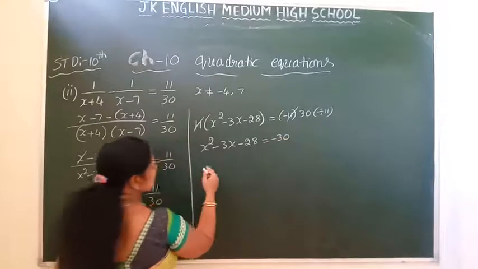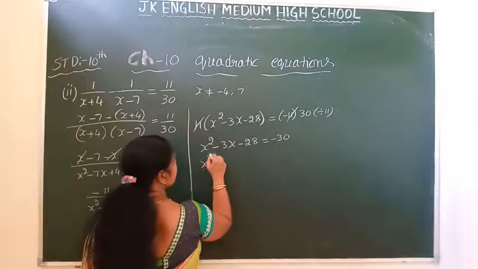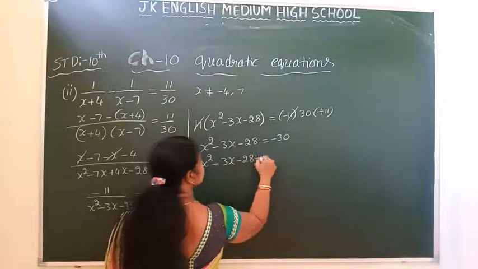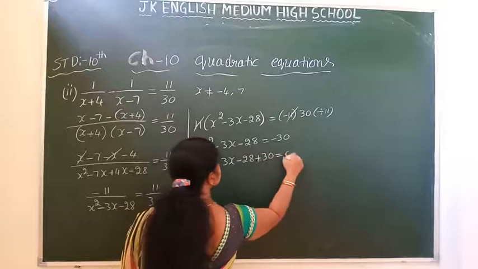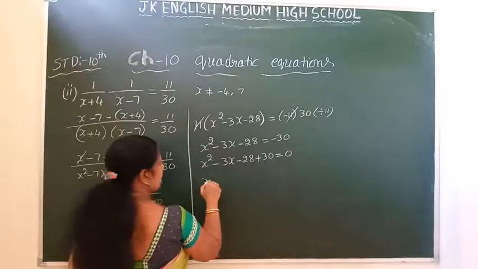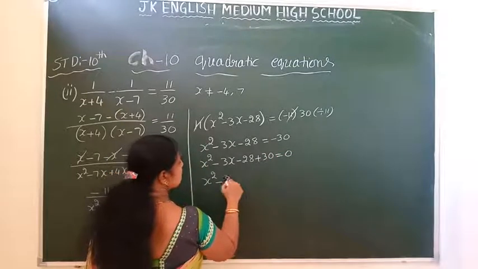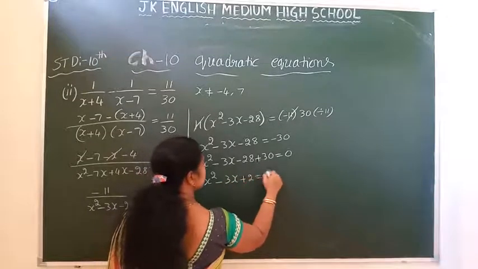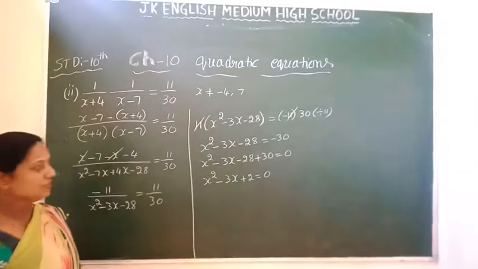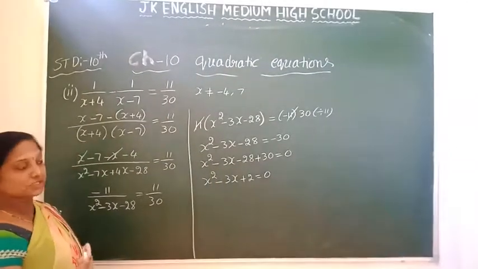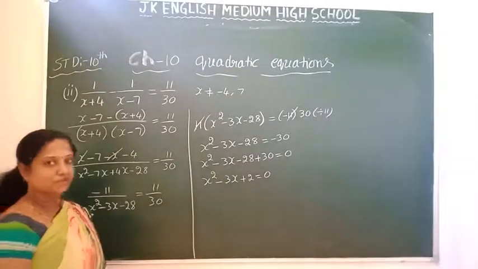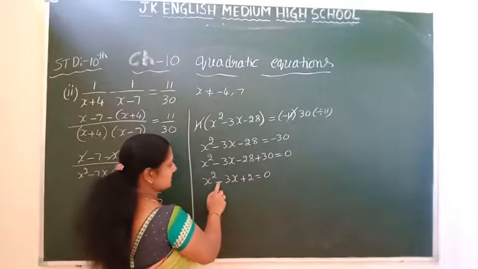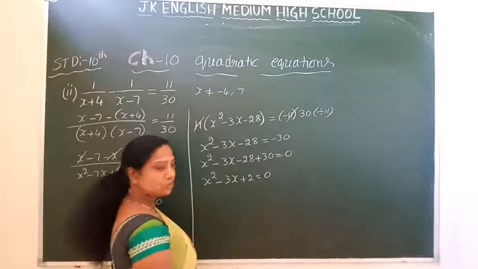So you take minus 30 to this side, it becomes x square minus 3x minus 28 plus 30 is equal to 0. After simplification, x square minus 3x plus 2 is equal to 0. Now I have reduced the given question to the standard form of a quadratic equation, ax square plus bx plus c is equal to 0.